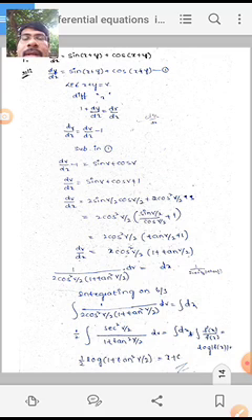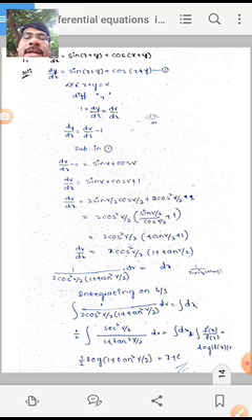Here dy by dx is equal to sin of x plus y plus cos of x plus y. Here in the place of x plus y, you have to substitute v. Again differentiating on both sides with respect to x, 1 plus dy by dx is equal to dv by dx. Here dy by dx is equal to dv by dx minus 1. Substituting in equation 1, we are getting dv by dx minus 1 equal to sin v plus cos v. dv by dx is equal to sin v plus cos v plus 1.